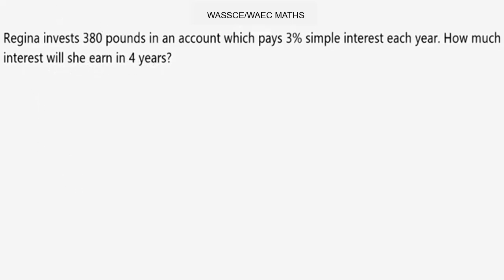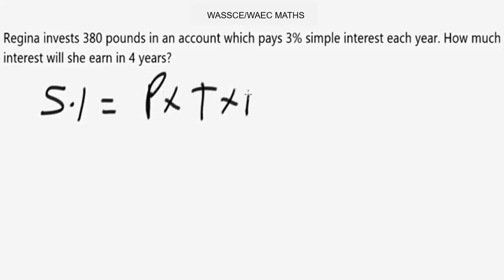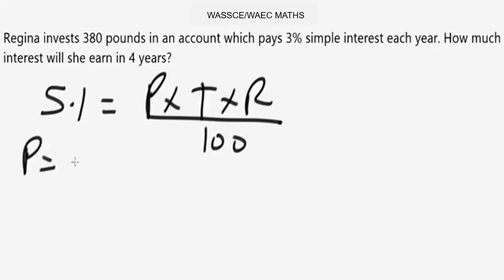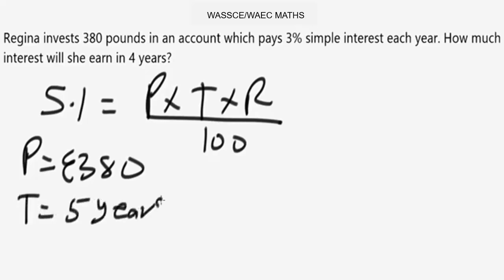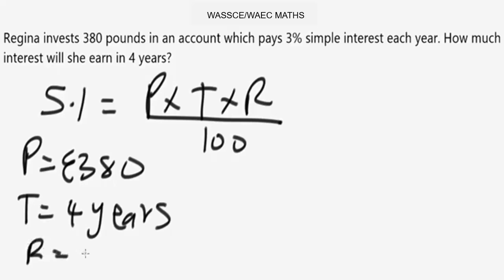Basically all you have to know is the formula for simple interest. Simple interest, SI for short, equals principal times time times rate over 100. From this question, get the parameters. Regina's principal, the P, is 380 pounds, whereas the time is 4 years. And we have the rate to be 3%. We are looking for the simple interest.